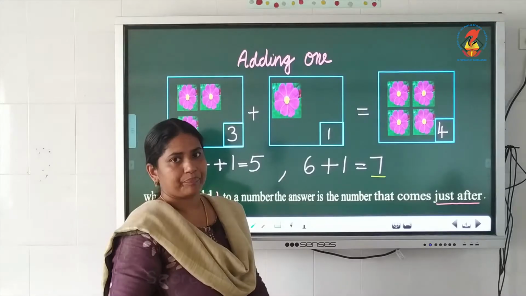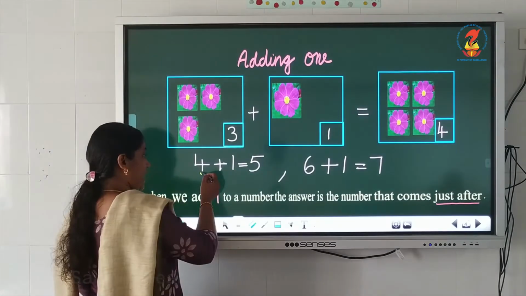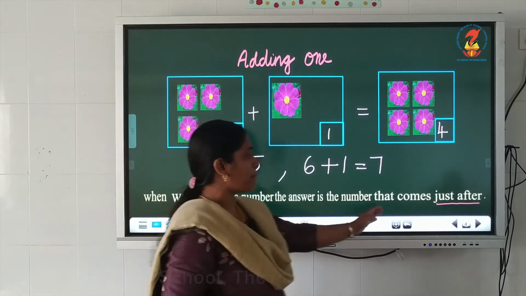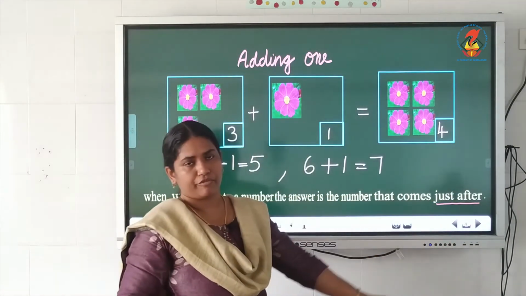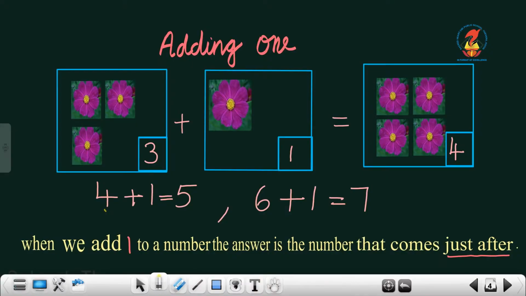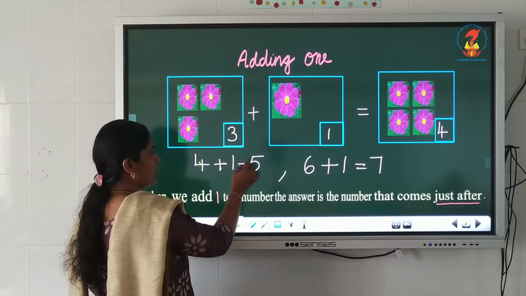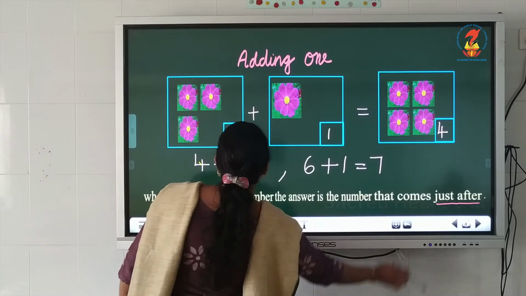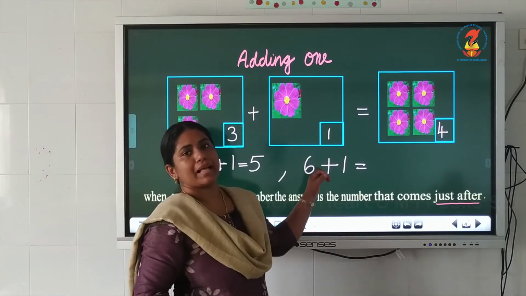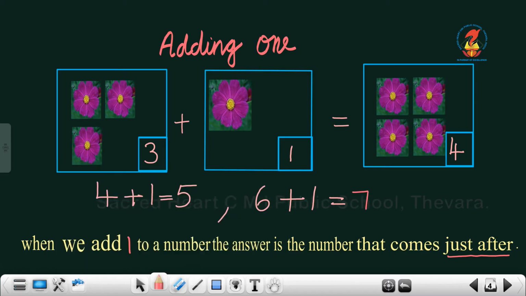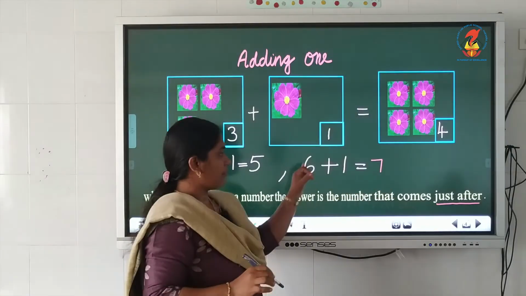What is the relation? Yes, when we add 1 to any number, the answer is the number that comes just after. That is, when we add 1 with any number, answer is the just after number. When we add 4 plus 1, adding 1, answer is after number of 4. After number of 4 is 5. And here 6 plus 1, when we add 1, what is the answer? Answer is 7, and 6 and 7 are before and after numbers.